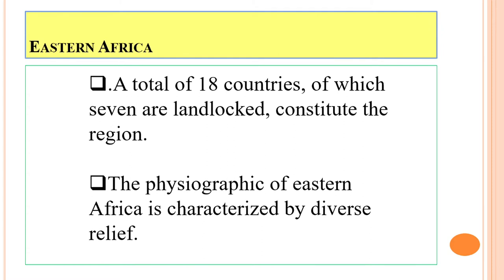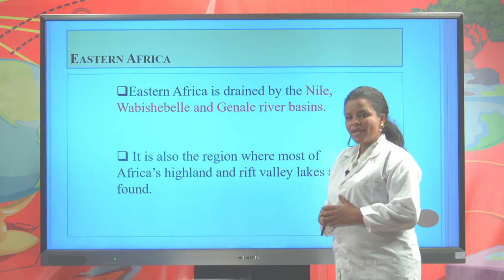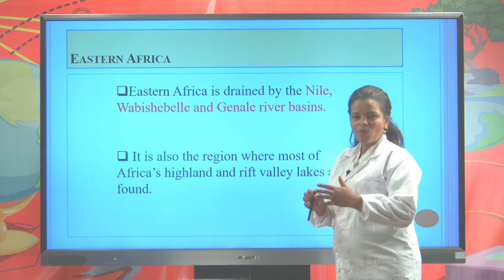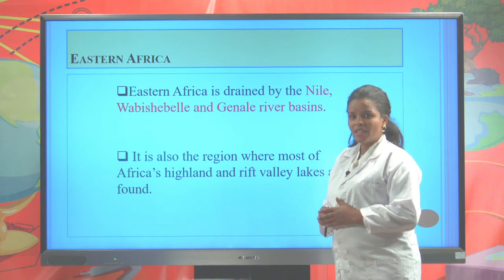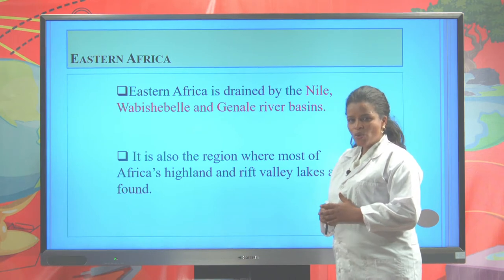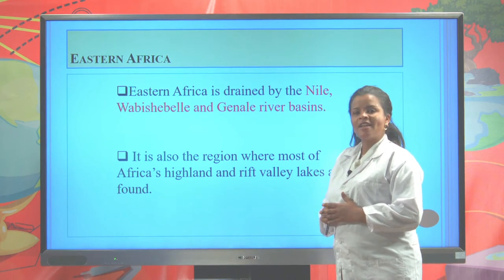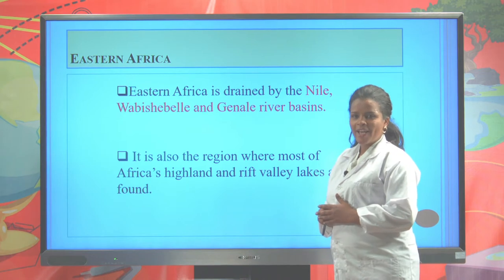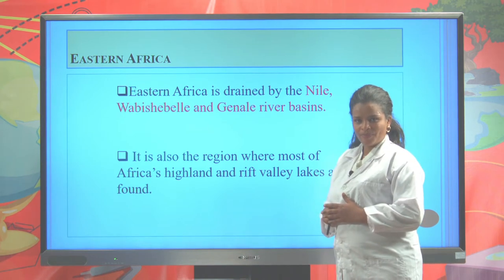When you see the physiographic features, East Africa has a diverse climate. This diverse climate is the result of diverse relief features. So the region has the Mediterranean type of climate as well; all types of climate dominate the region. It is also drained by the Nile, the Awash Valley, and the Genale River.